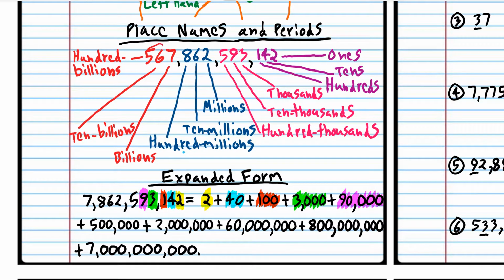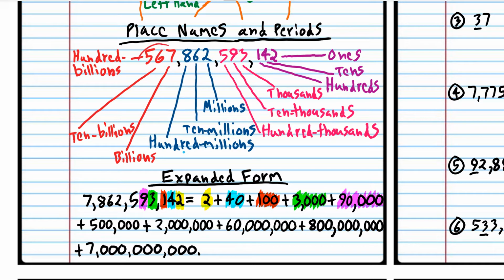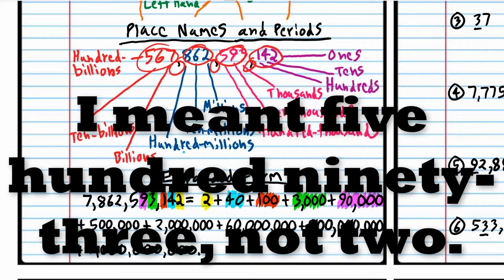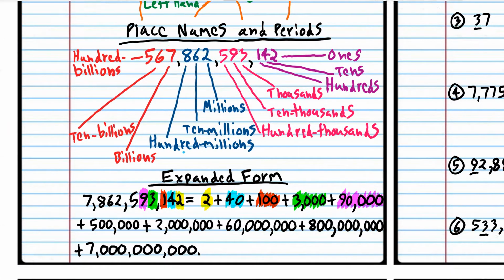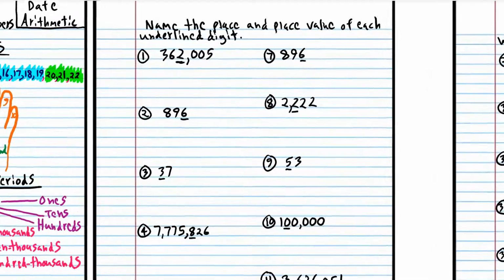So we start with 567, and when you get to the comma, you say the name of the period, billion. So 567 billion, 862 million, 592,142. But the most important thing for you is just to memorize the place names. So let's do some practice problems.